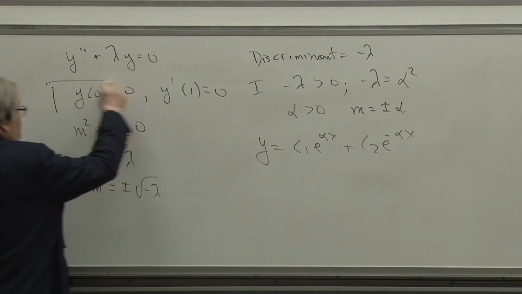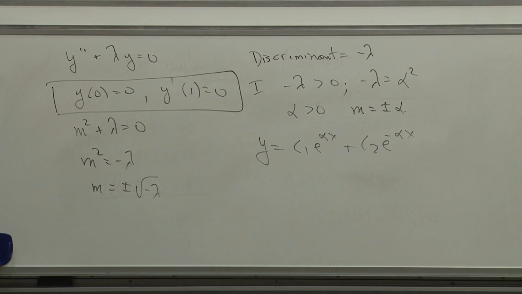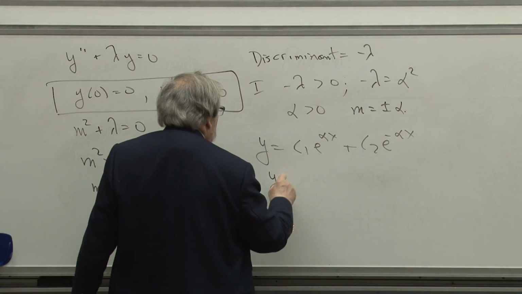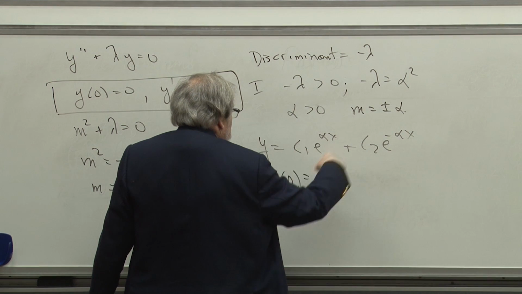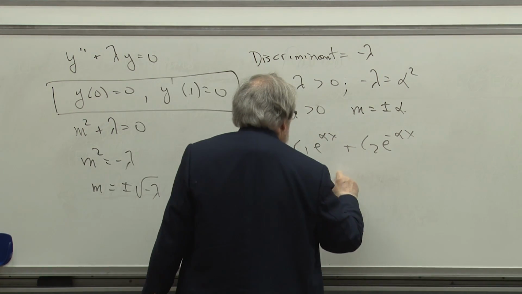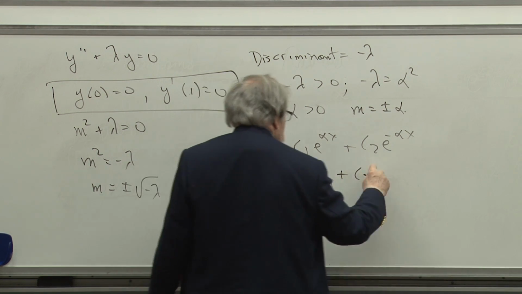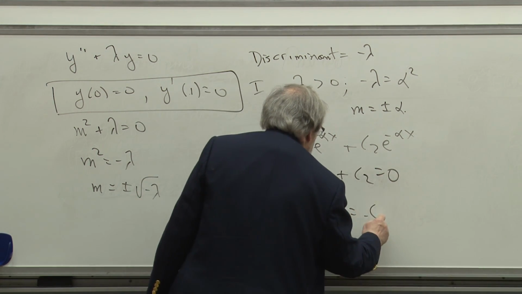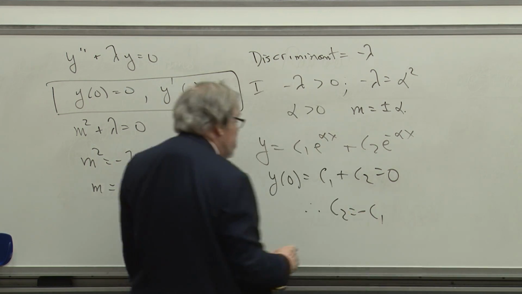So we are going to home in here on the boundary conditions. The first of them at 0, we have y of 0. Substitute that in: c1 e to the 0 is 1, c1 plus c2, that's 0, and therefore c2 is negative c1.